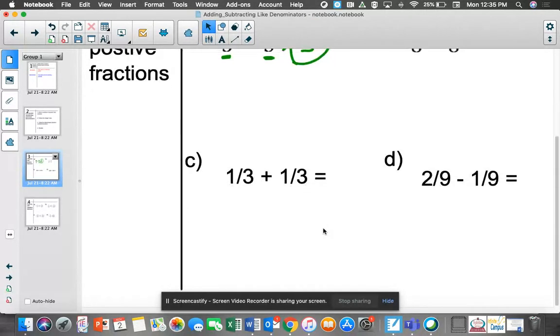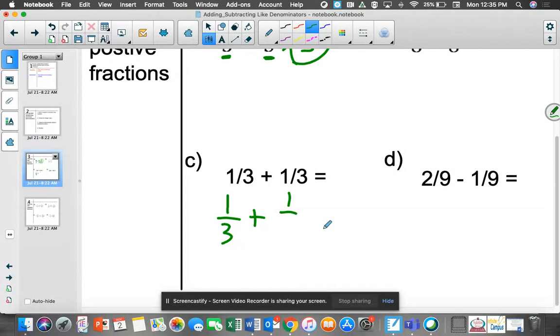Next, letter C. Whenever I see numbers like this, I usually rewrite them so I know exactly which number is on the top, or the numerator, and which number is on the bottom, the denominator. So I'm just rewriting 1/3 plus 1/3. We know the numerator for both of these is 1, so we're just adding the numerator. 1 plus 1 equals 2. We know the denominator is 3 for both of them, and we have to keep that the same. We just move that over. So our answer for letter C is 2/3.